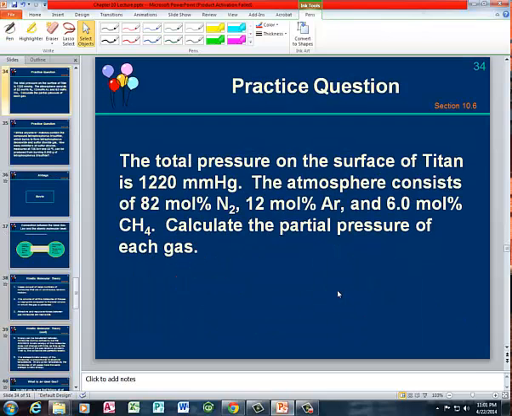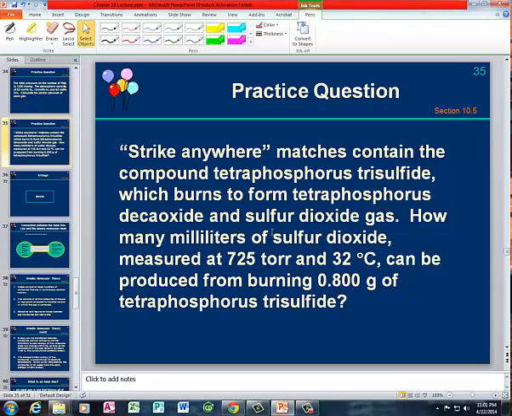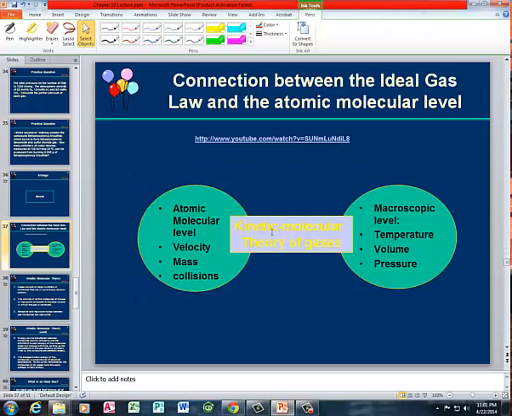All right, so let's just slide on by. We've done the strike anywhere matches problem. You're going to have one problem that is similar to that. That is going to be an extra credit problem on the exam, but I recommend you do it. It's worth some points to you.